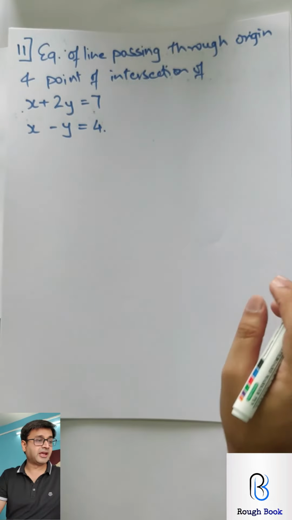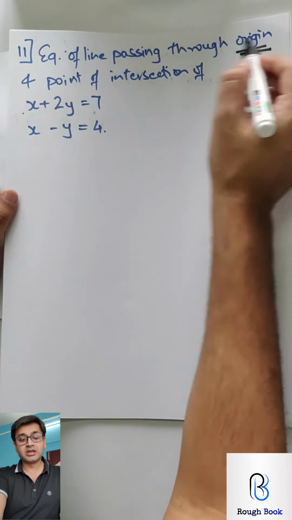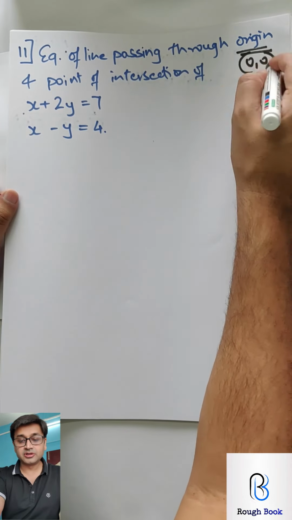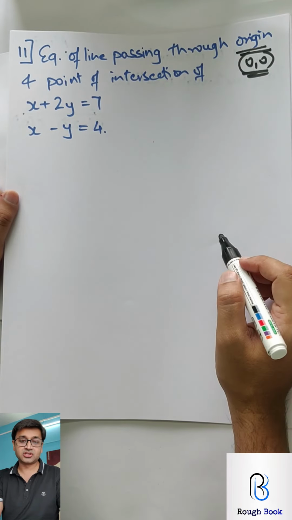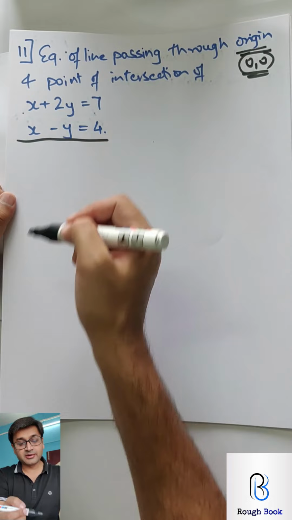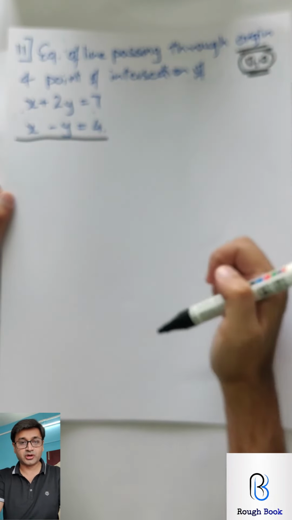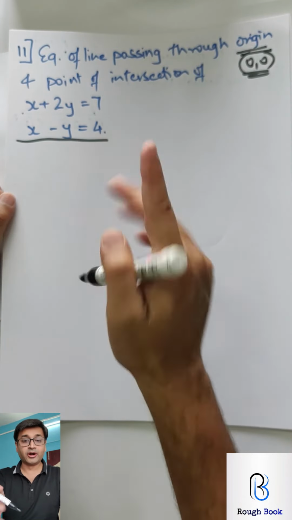Okay. Next, 11th. Equation of the line passing through the origin and the point of intersection of these two lines. So the origin is 0, 0. So one point is known to you. The second point is the point of intersection. How to get the point of intersection? Simultaneous equations. So apply simultaneous, get the second point. Once you get 2 points, how will you get the equation? You are experts now. If 2 points are known, find the slope and then use point slope form.